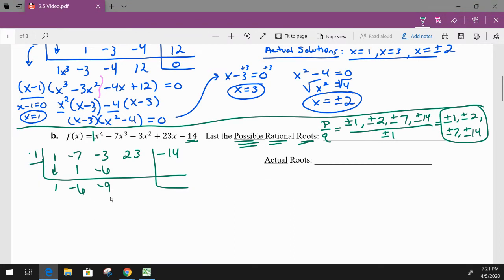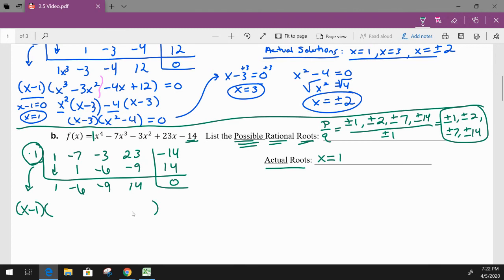Add, you get negative 9. Multiply, and you get negative 9. Add, you get 14. Multiply, you get 14. Add, you get 0. So that tells us, again, that 1 is a solution. So x equals 1 is one of your actual roots. Roots is another name for solutions. But the factor that it would have come from is x minus 1.